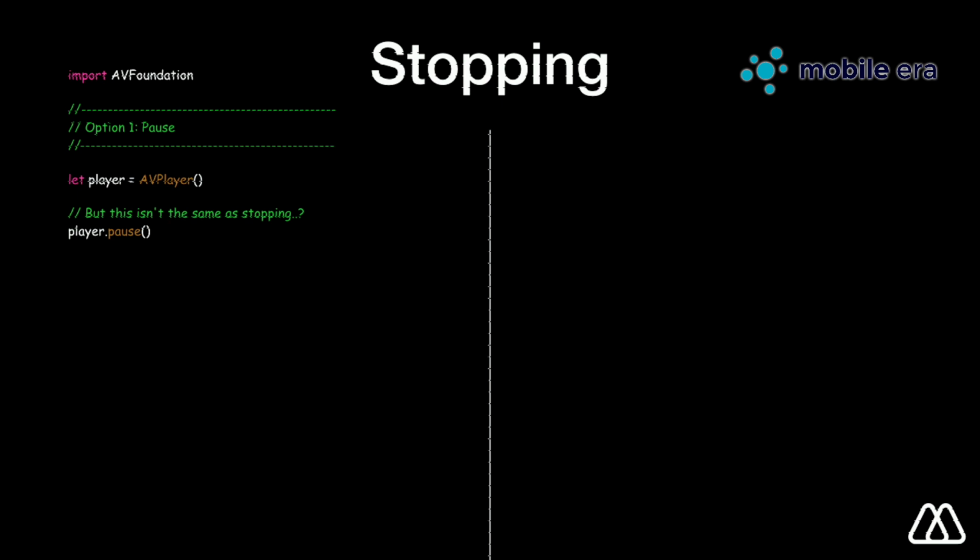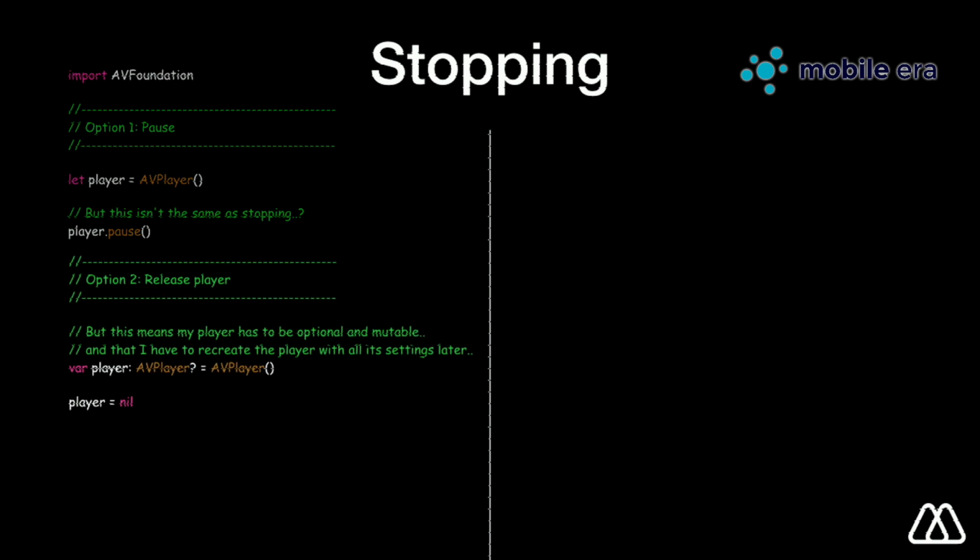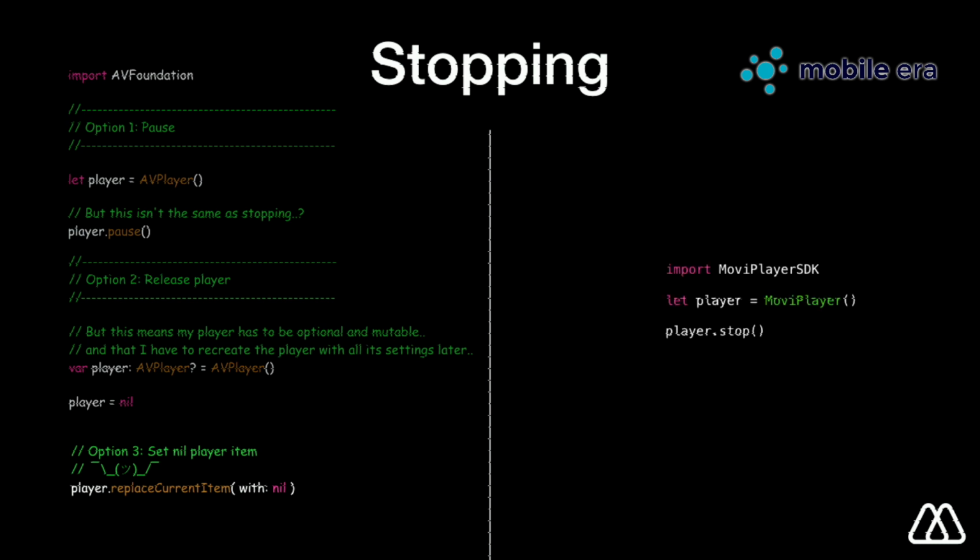Okay, so I went further in Stack Overflow and I had a look. Option 2 is actually just releasing your player. But if there are any Swift developers, you can see the problem with this: your player variable has to be both optional and mutable, which makes this look really ugly, and you have to recreate your player with all the same settings later. So again, back on Stack Overflow, this wasn't really what I was looking for. So I found this one, replace current item with nil, which actually does what you want it to do, it stops the video. But why couldn't this just be a stop function?